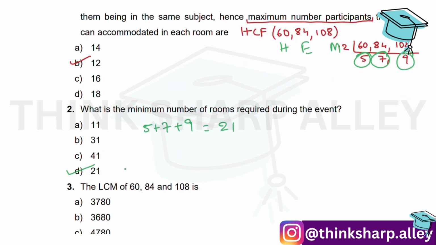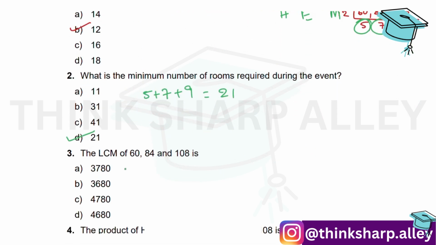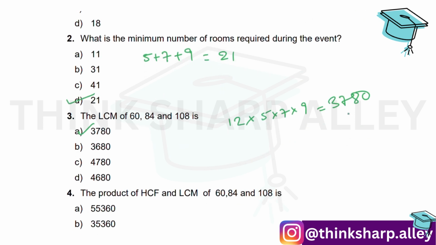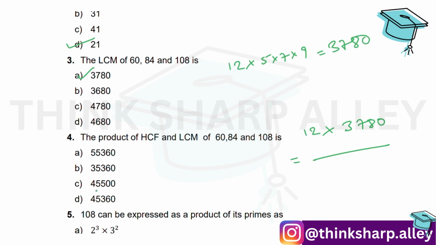Moving on to the next question, the LCM of 60, 84 and 108 is equal to, you know already the HCF, I'm just going to multiply the remaining factors. So 5 into 7 into 9, which is equal to 3780. Next, the product of HCF and LCM of these. You have to just multiply 12, which is the HCF, and the LCM, 3780, and get the answer. It is equal to 45360.